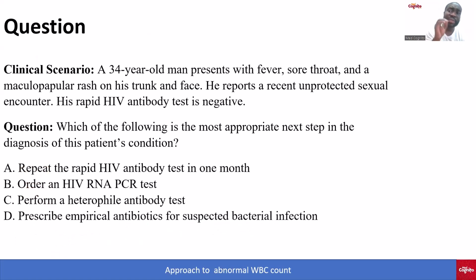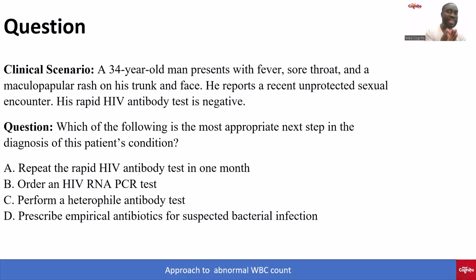A 34-year-old man presents with fever, sore throat, and maculopapular rash on his trunk and his face. He reports a recent unprotected sexual encounter. His rapid HIV antibody test is negative. Question: which of the following is the most appropriate next step in the diagnosis of this patient's condition?